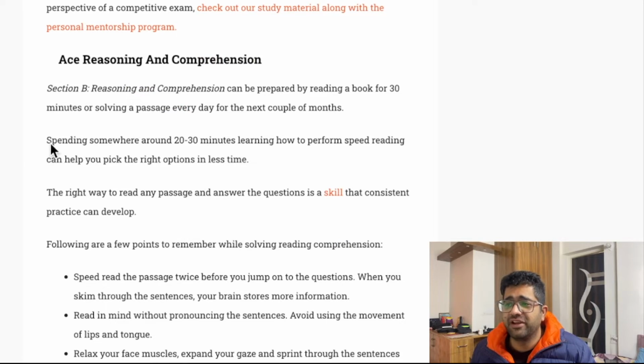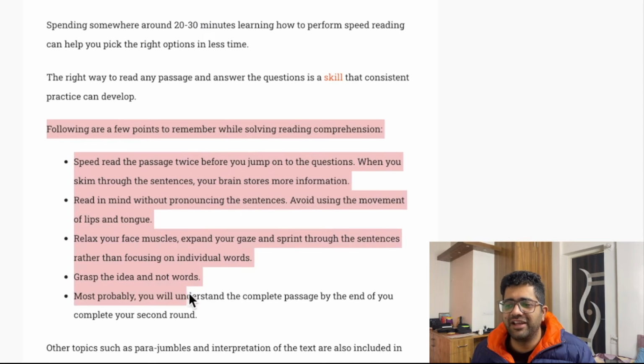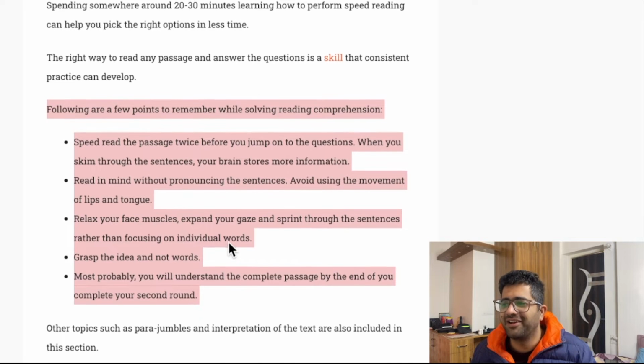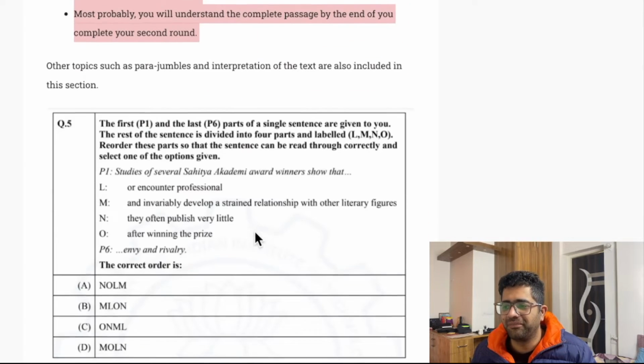Let's get back to it now. You have to ace reasoning and comprehension. Spend somewhere around 20 to 30 minutes learning how to perform speed reading, which can help you pick the right options in less time. This is the technique which I use to read the passage, and that's what I have shared in the article that I have just written.